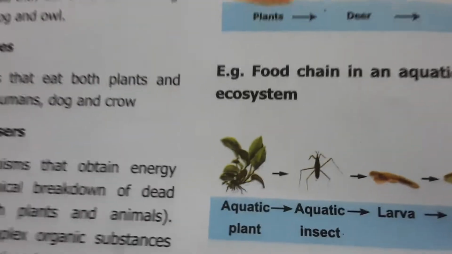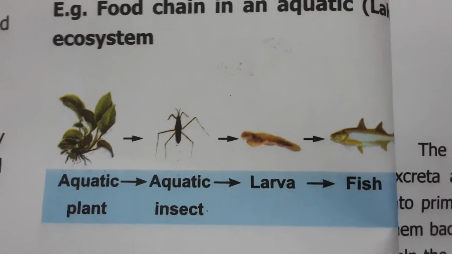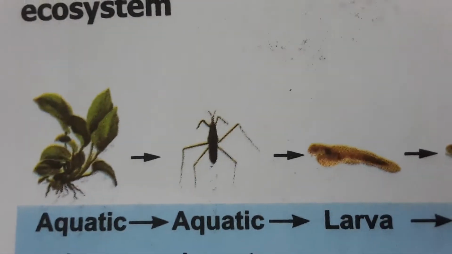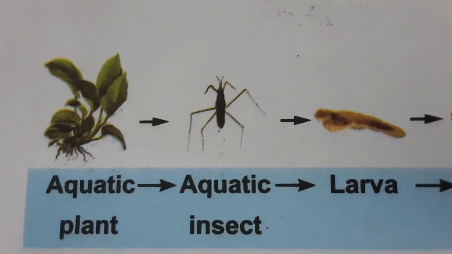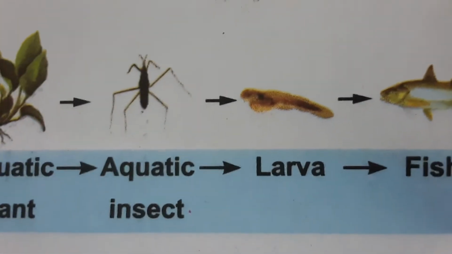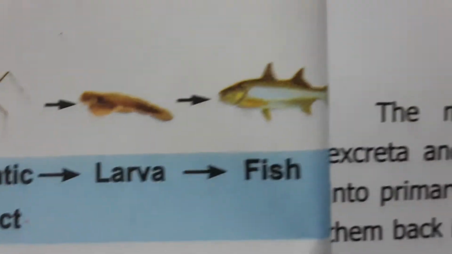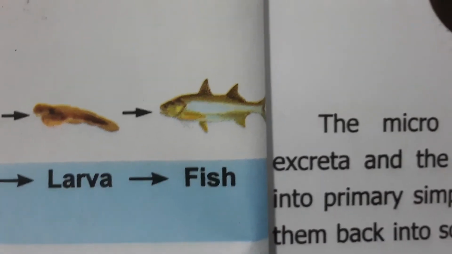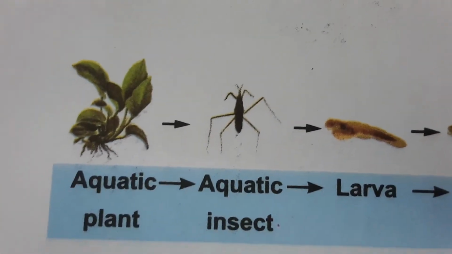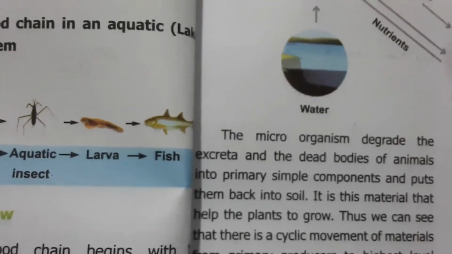In the food chain of an aquatic ecosystem, aquatic means water. So in the water, some of the organisms and plants are there. See these aquatic plants. These aquatic plants produce food with the help of the sunlight, and this plant is eaten by small aquatic insects, and these insects are again eaten by larvae, and the larva is eaten by large fishes. In this way, the energy flows from the plant to the final consumer. So this is one of the aquatic ecosystems.